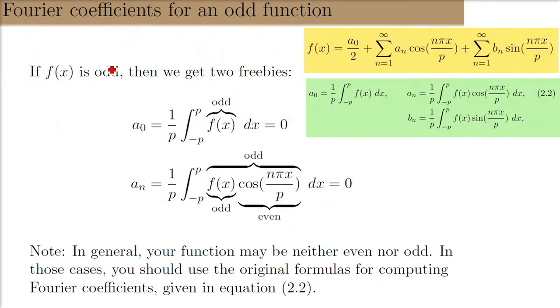Then if f(x) is odd, see, for an odd function, the integral from negative p to p, or negative x to x, will be 0, because a0 is what? Integral of f(x) dx. f(x) is an odd function, so this will give you 0. a0 will not be there. For an, f(x) is odd and the cos part is even, so the product will be odd. Again, the integral from minus p to p will give you 0. So when you have an odd function, a0 and an, just forget it. You just have to compute bn.